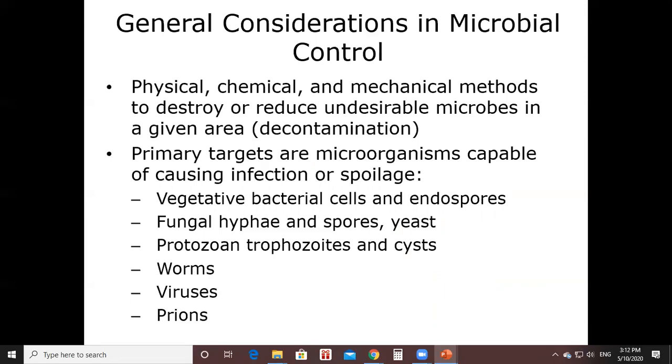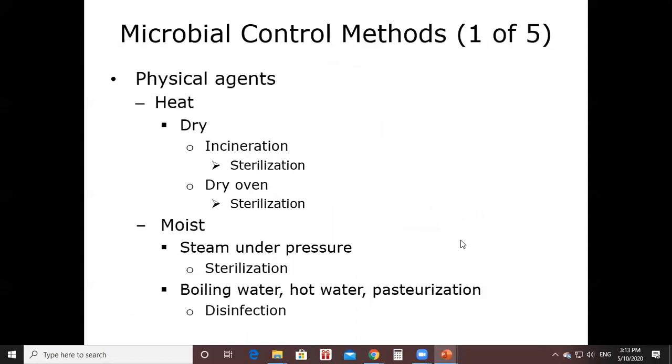And then also you have endospores. That's a very resistant form of the microbe. When conditions are not good for their growth, they can create endospores, which can survive for a long time in extreme conditions. Then you have fungi, hyphae, and spores. You have yeast, protozoan, worms, viruses, prions. Those are the different types of microbes that we target.